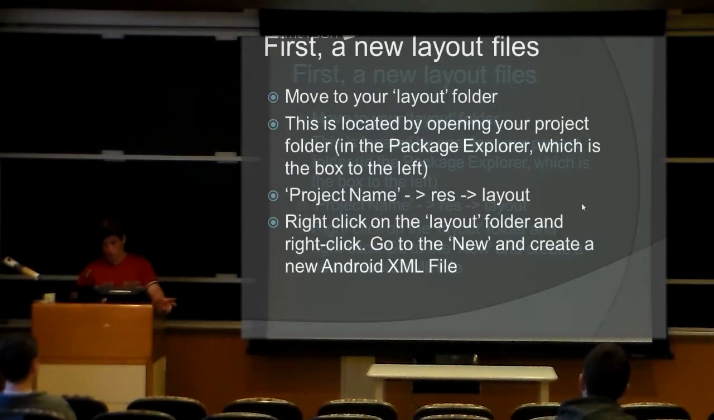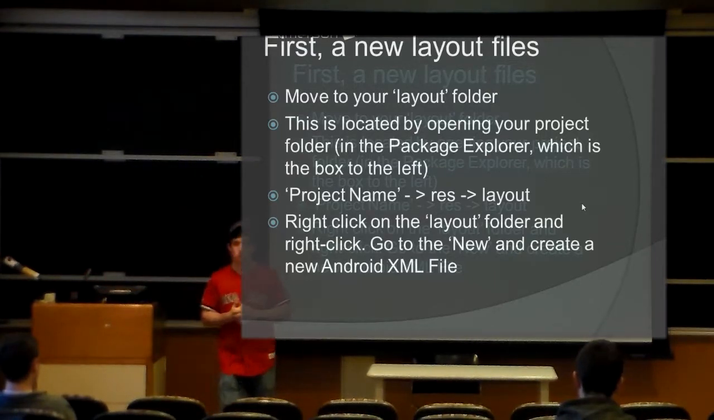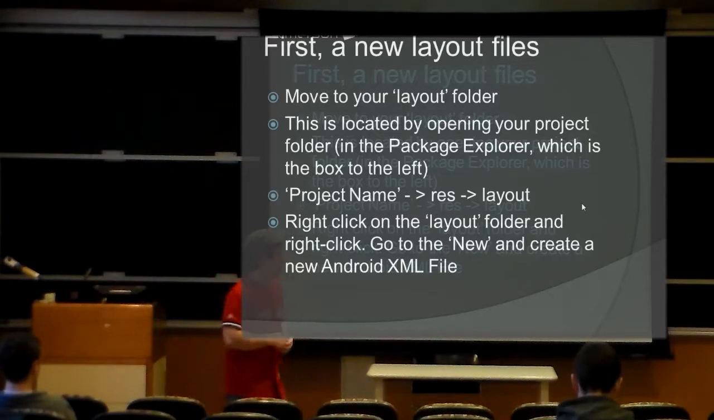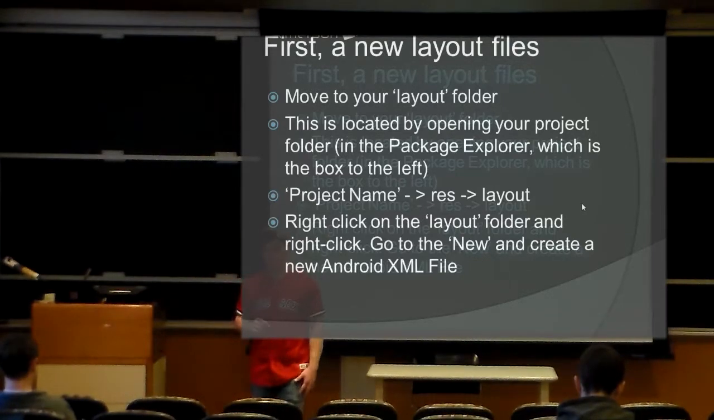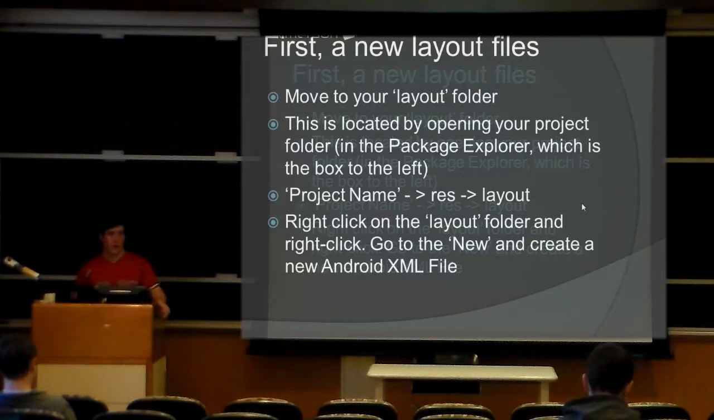So we need to create a new layout file. Go to that folder called res, and underneath it there's one called layout. When you're in there, right click on that folder called layout, go to new, and create a new Android XML file. So go to layout, right click, and press new Android XML file.